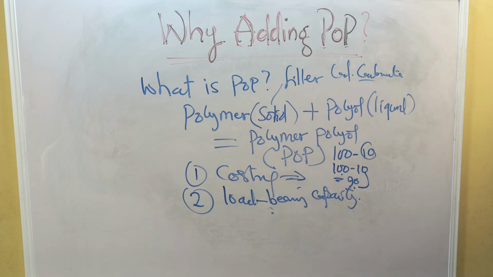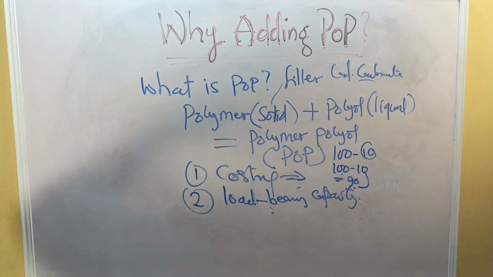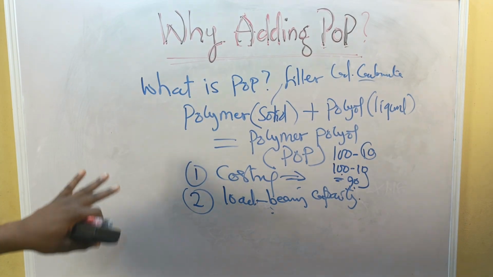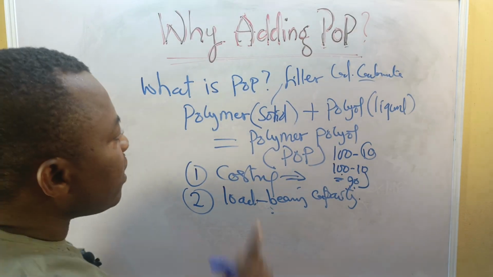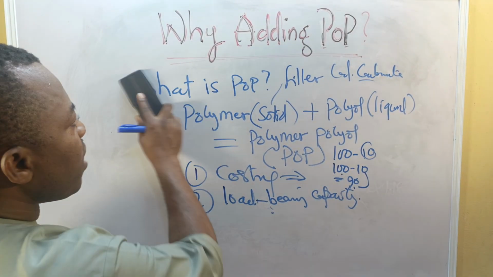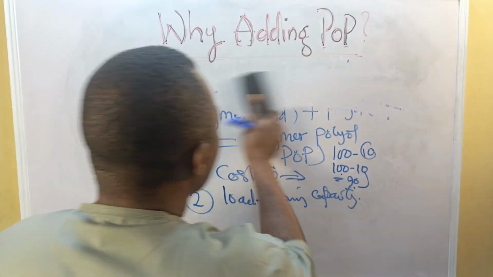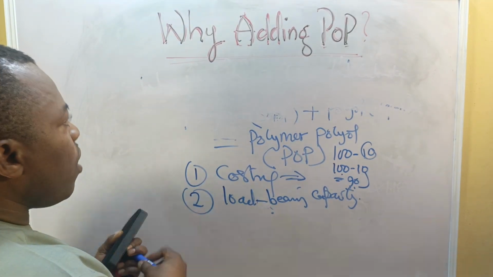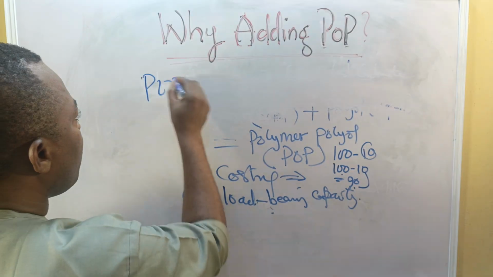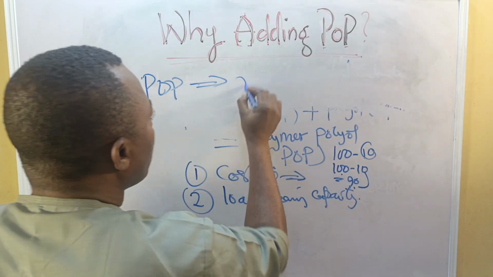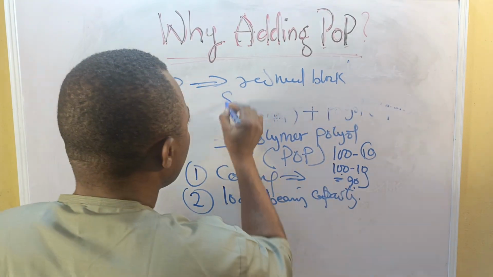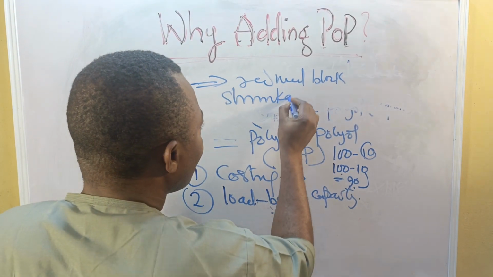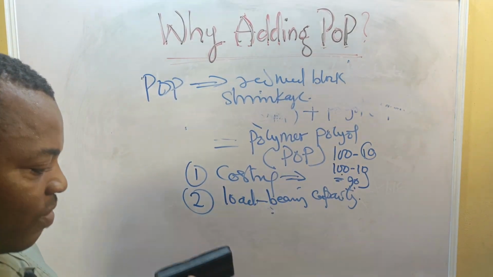It also increases hardness, and it reduces what we call block shrinkage. That is very, very important. Many people do not know this. POP in your formulation reduces block shrinkage. How many of you know this?